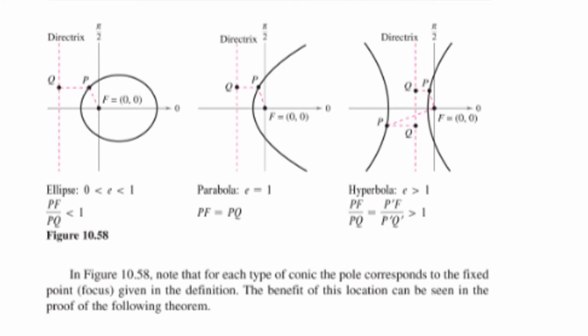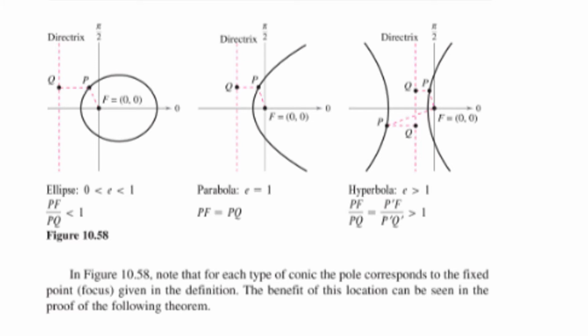Now notice that for each type of conic, the pole, that is 0, 0, corresponds to the fixed point focus in the definition. And that's a subtle point that some students don't remember, but you can always make it so by translating the conic to that place. So you translate the focus to that. So you can always study the shape of something by doing so. And the benefit of this location can be seen in the following proof of a theorem.